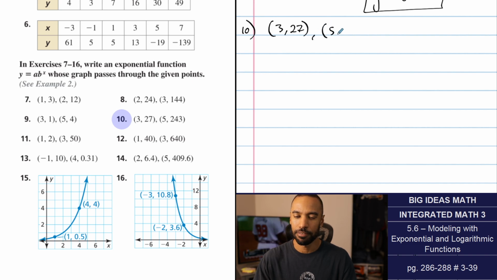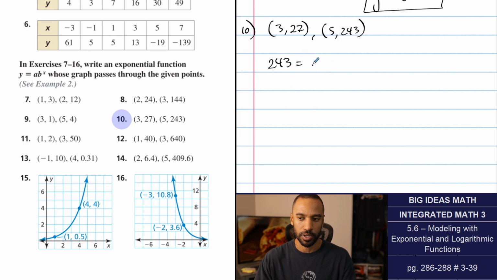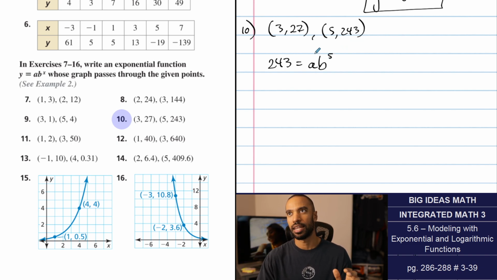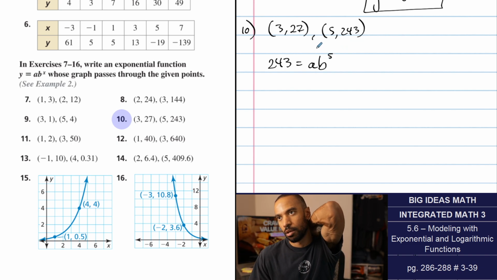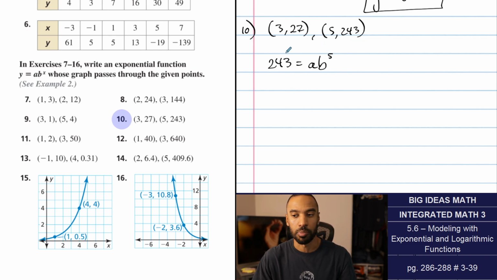(3, 27) and (5, 243). Let's substitute x, y. I'm going to use the bigger equations on top this time. You can always use bigger equations on top. It's kind of your choice. But I like to divide bigger from smaller. And I'd err to the side of making your exponents positive as opposed to making this thing a whole number. So always kind of make the x's bigger to begin with.